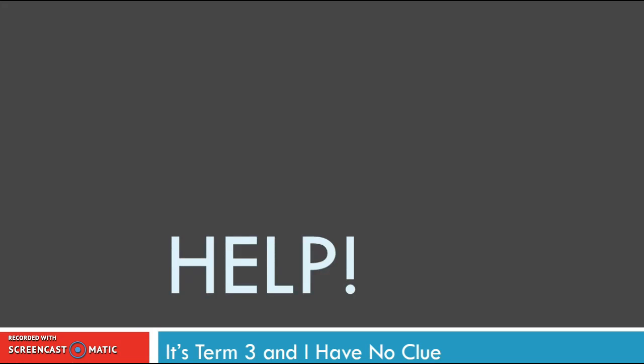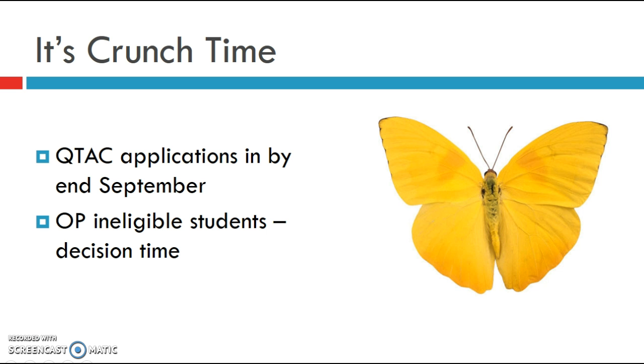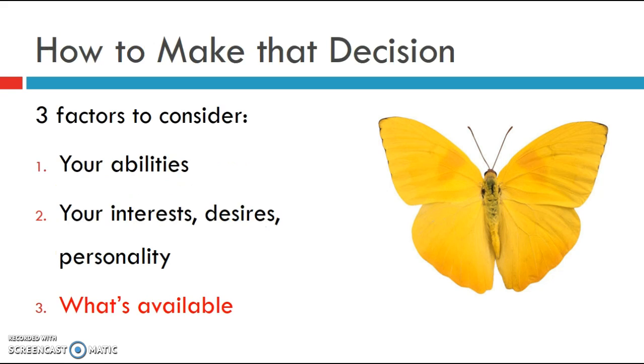The purpose of this video is to help you make decisions about what you want to do after leaving school by giving you a few tips and websites to visit. Term 3 really is decision time for you because you have to have your QTAC application in by the end of September if you're going to uni, and if you're an OP ineligible student, you also need to decide what you want to do so you can spend term 4 actually applying or planning for post-school options.